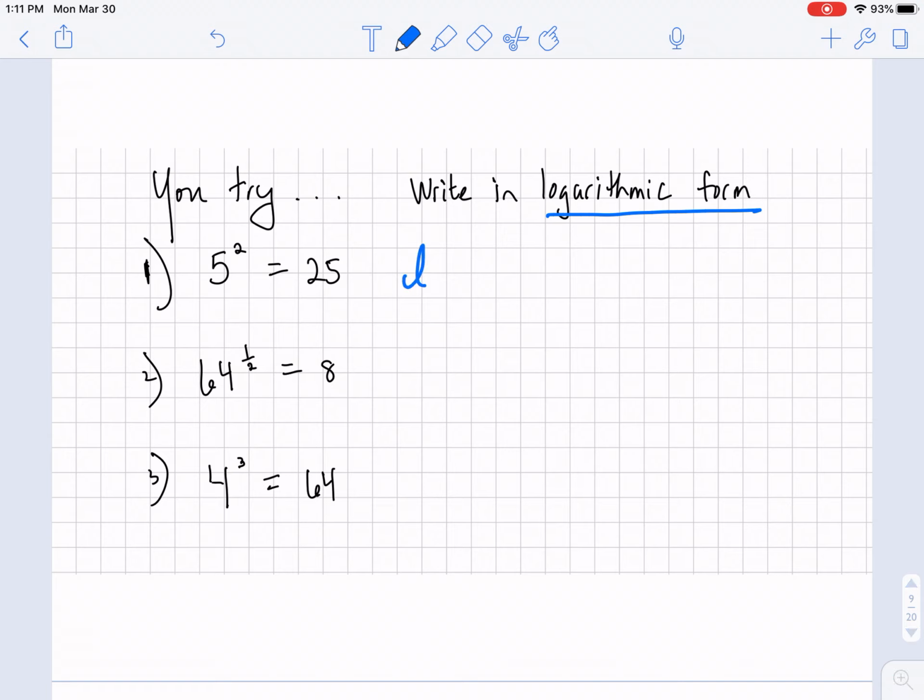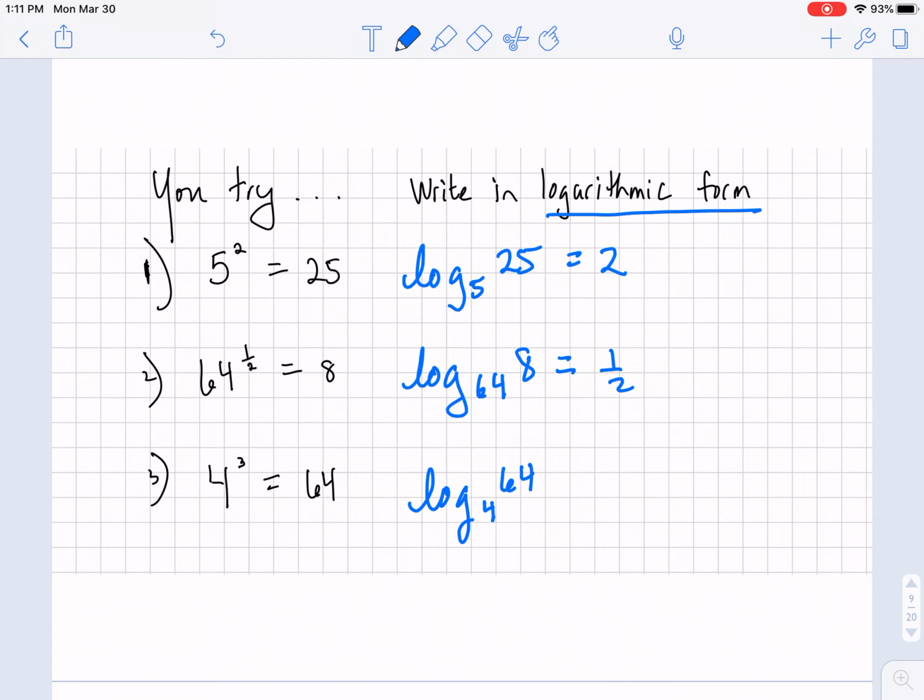Okay, so hopefully you got this. Log base 5 of 25 is equal to 2. Log base 64 of 8 is equal to 1/2. And the last one, log base 4 of 64 is equal to 3.